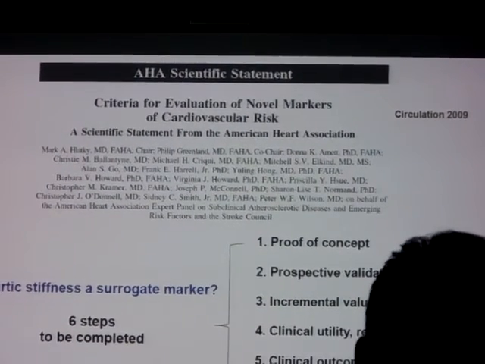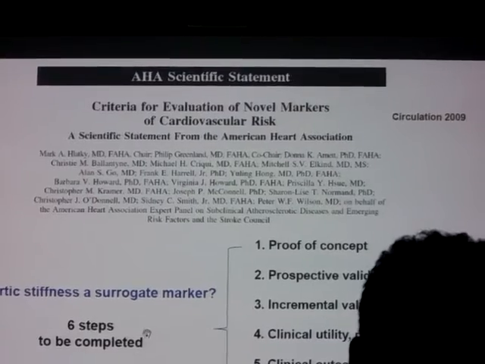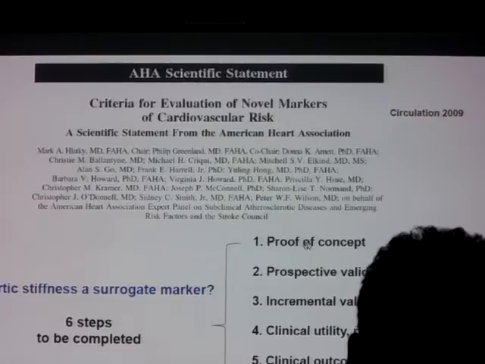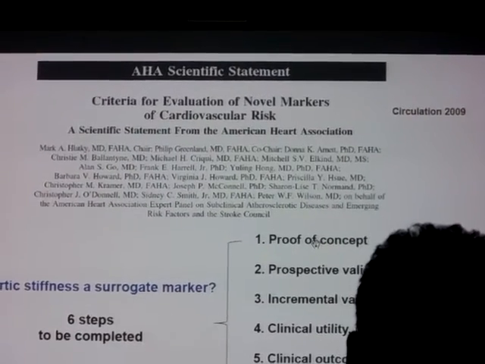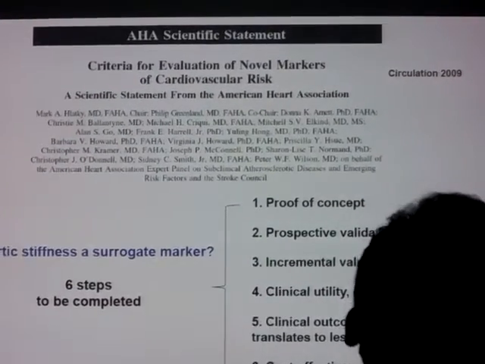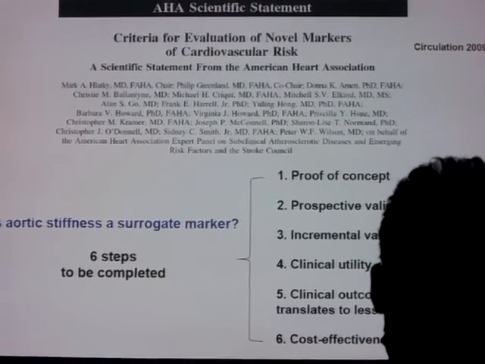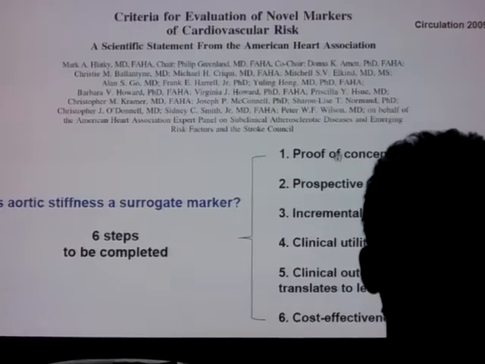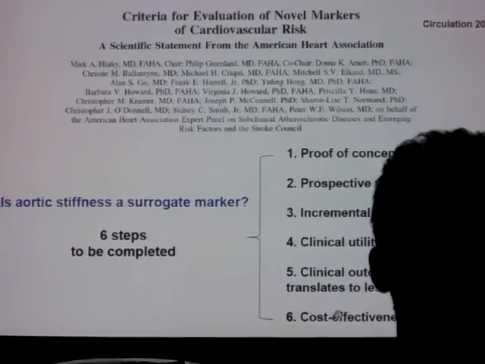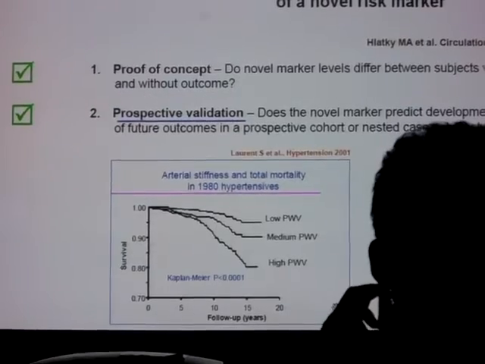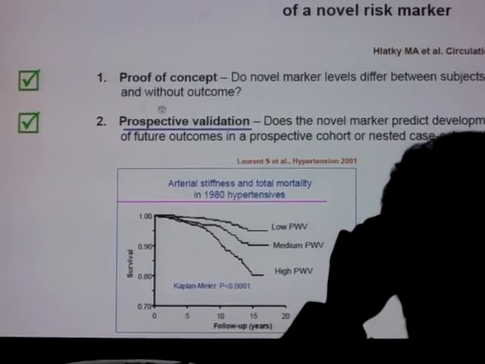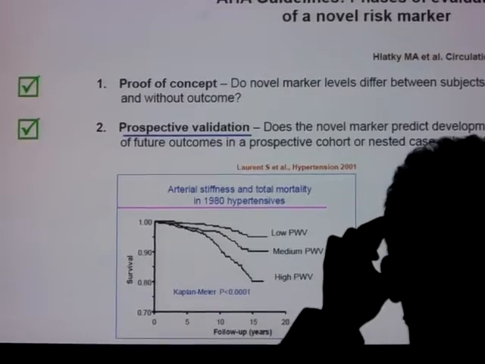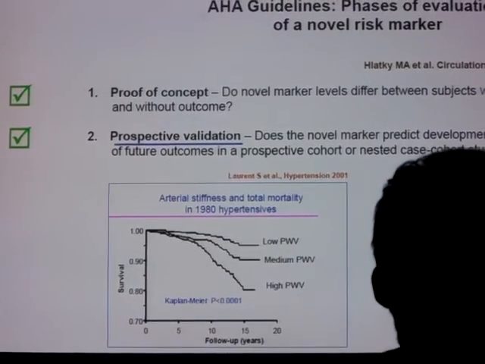And it has been very well recommended by the American Association here in this scientific statement that you should complete at least 6 steps in order to demonstrate that your biomarker test is a surrogate marker. And I will go very quickly into those various steps. The first step, this is a proof of concept. And the question is, do novel marker levels differ between subjects with and without outcome?